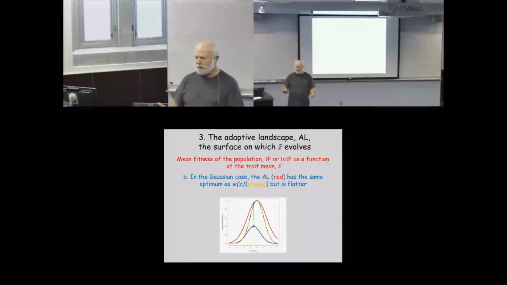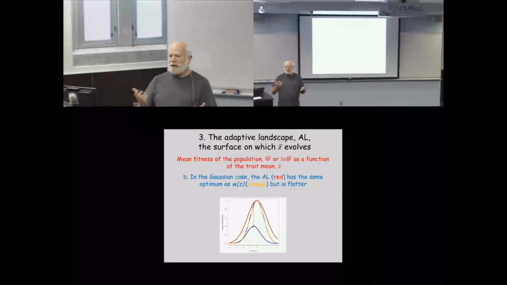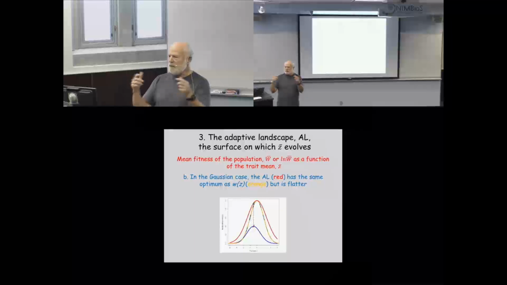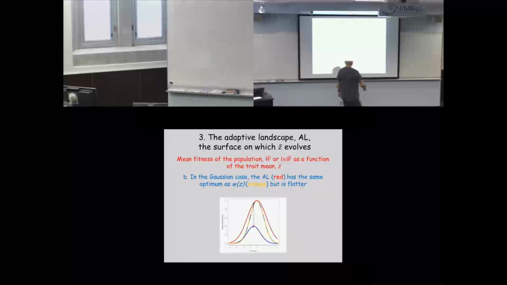It's a little hard to visualize what the adaptive landscape in the Gaussian case is relative to the individual selection surface. But remember, the width in one case is omega, in the other case it's omega plus P, and P is a variance. It's always positive. So the adaptive landscape is always going to be a flatter version of the individual selection surface. And it's going to have the same peak. It's going to have the same optimum.